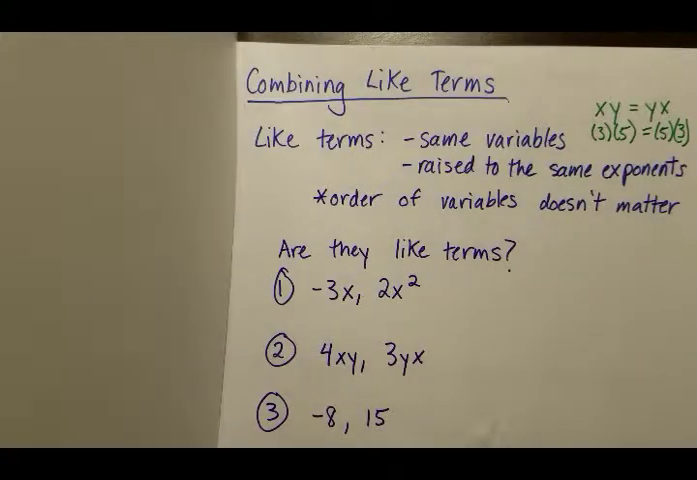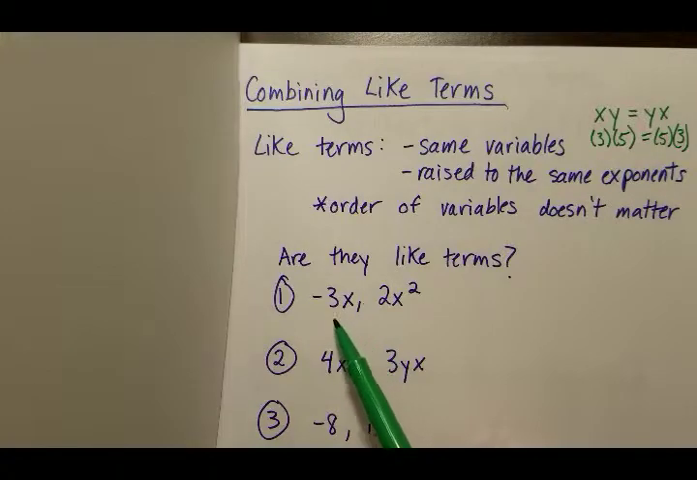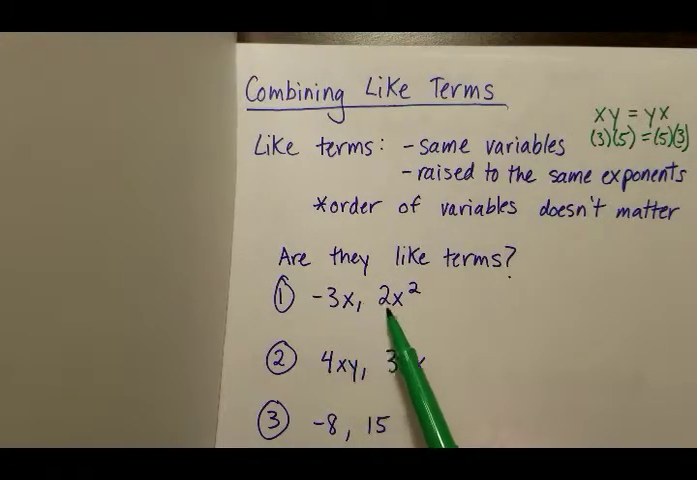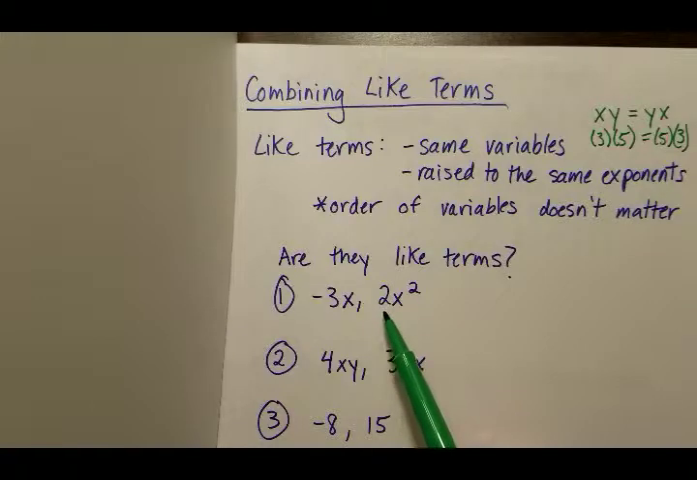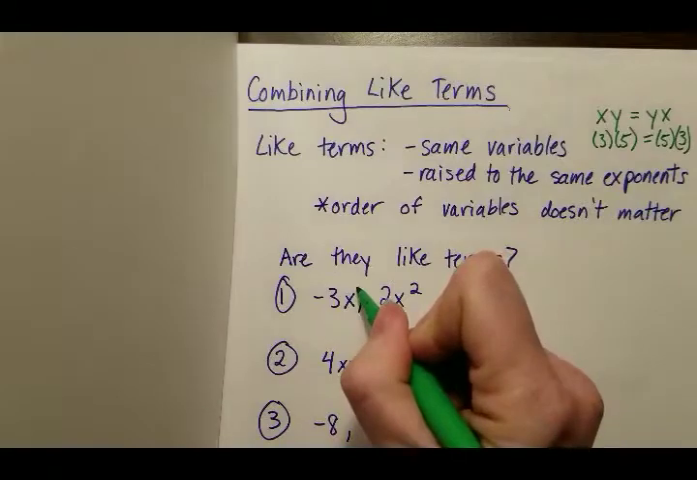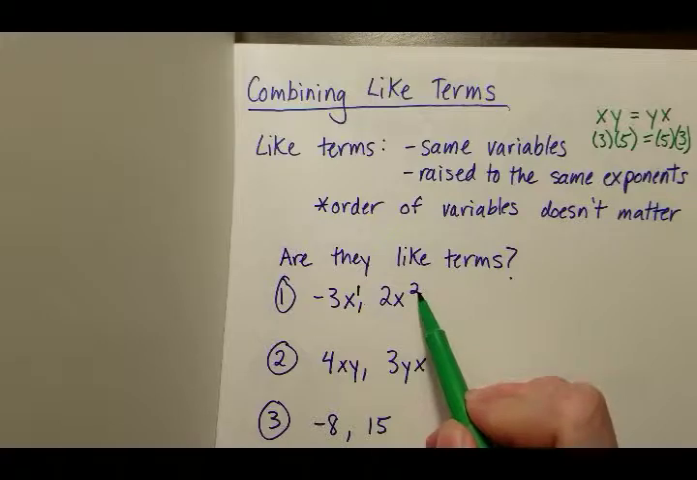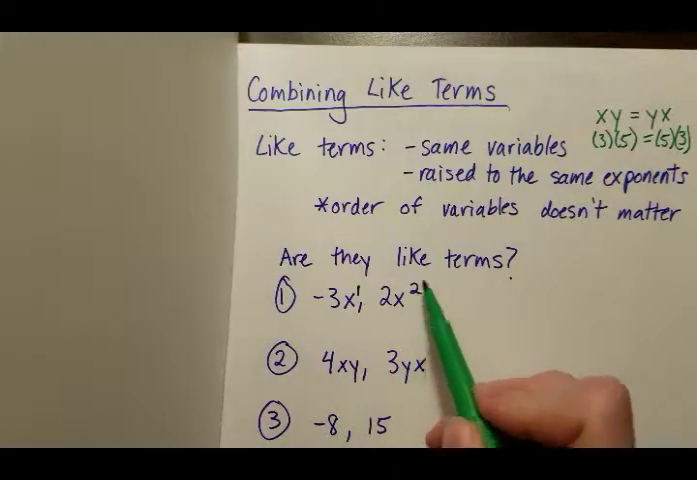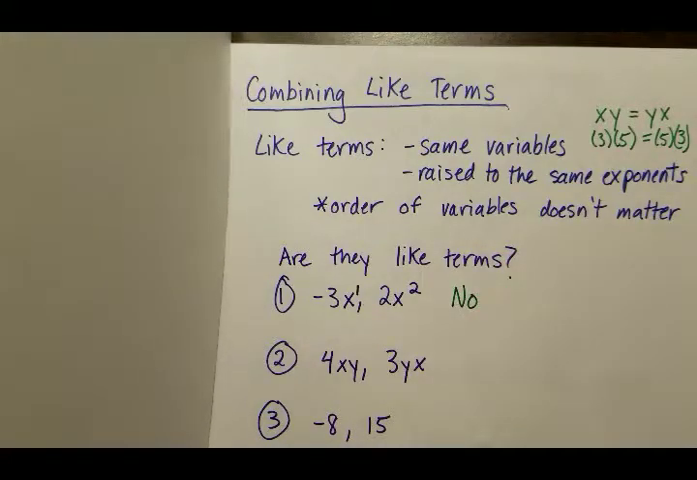Okay, so let's go through some examples and identify whether or not they're like terms. In our first example, we have negative 3x and 2x squared. First we check, do they have the same variable? Yeah, they both have an x, so that's good. Are those variables raised to the same exponent? Well, this one doesn't show an exponent, which means that its exponent is actually 1. And this one has a 2 because it's x squared. So they don't have the same exponent, so they are not like terms.